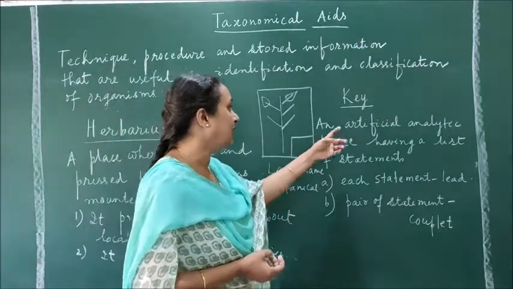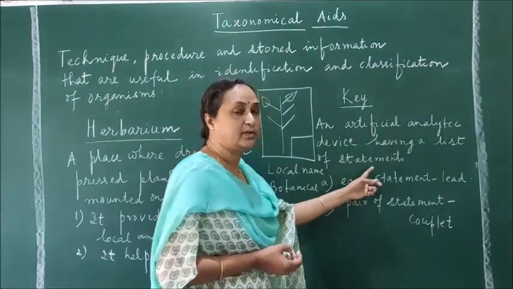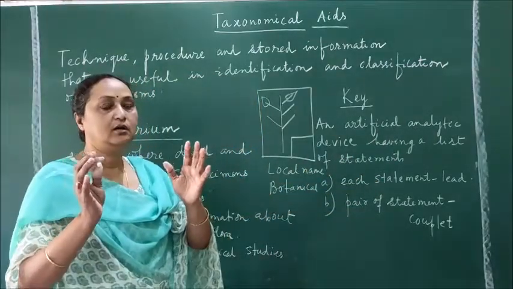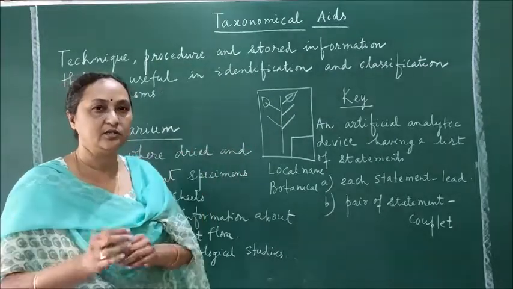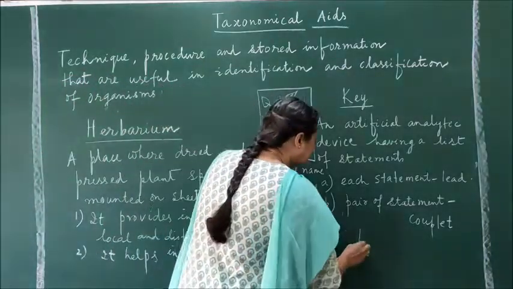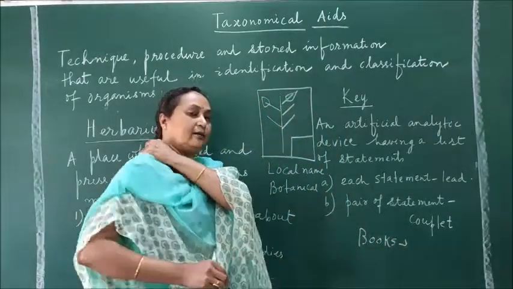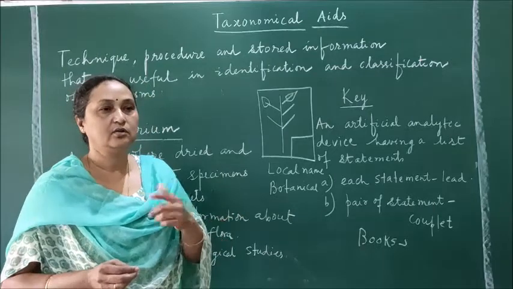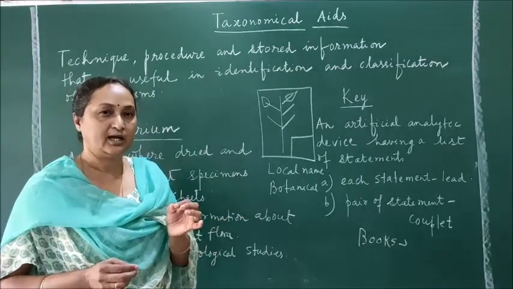So key is an artificial analytic device having a list of statements. The key is not like the herbarium which you can see, or the zoological park or the botanical park where the actual plants and animals you can see. In the key you will find there are books, and these books help the taxonomist to find out the class or the order or the family or the botanical name or the genus of any particular plant.